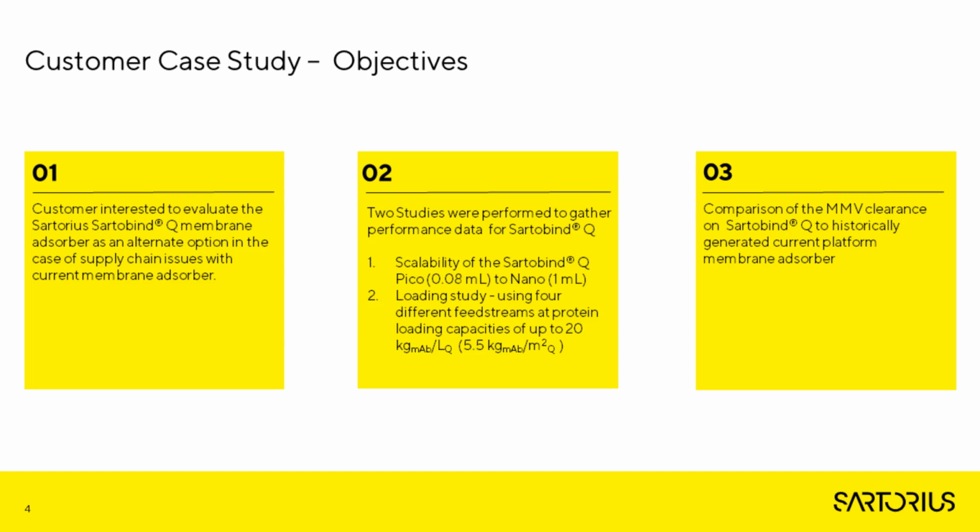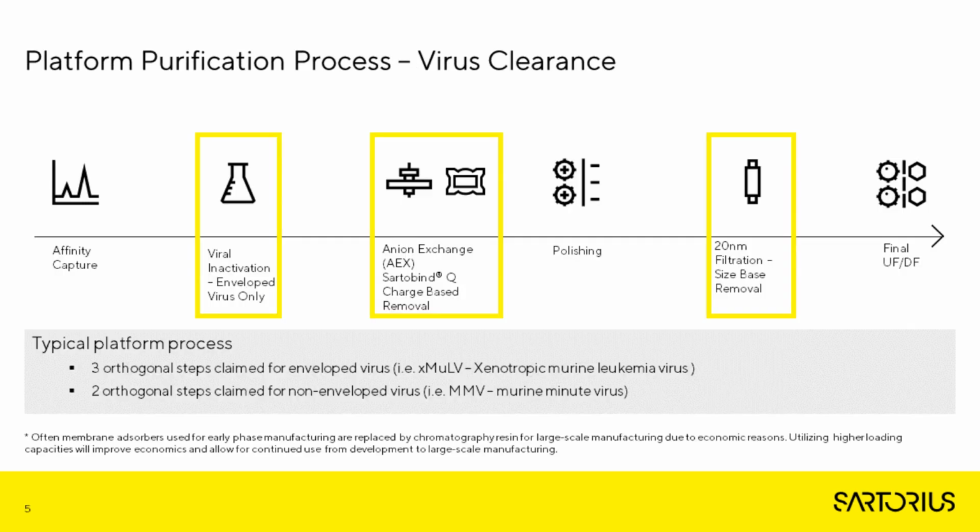The last objective was to compare the MMV clearance on the Sartobind Q to historically generated data for their current platform membrane adsorber. So we're going to show the platform on this slide here. Purification platform processes are commonly used in the biopharmaceutical industry. Utilizing a platform process can significantly simplify process development. Our customer utilized the platform process shown here. This process has the Q membrane adsorber placed as the second chromatography step after affinity capture and viral inactivation.